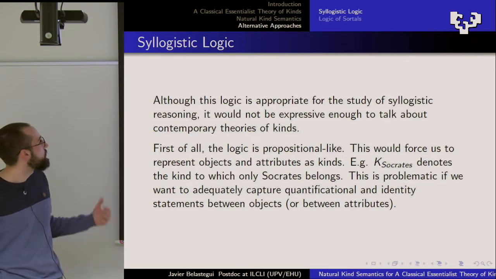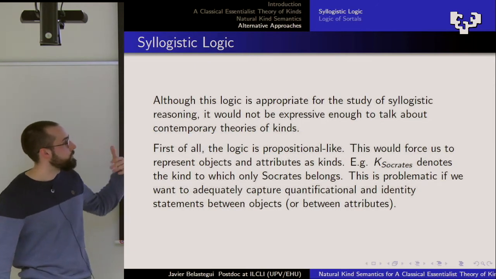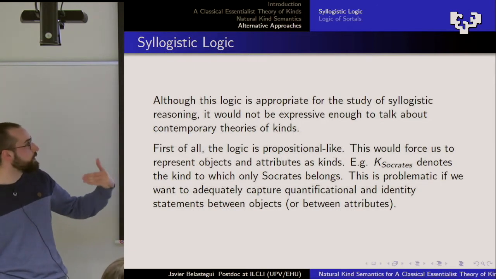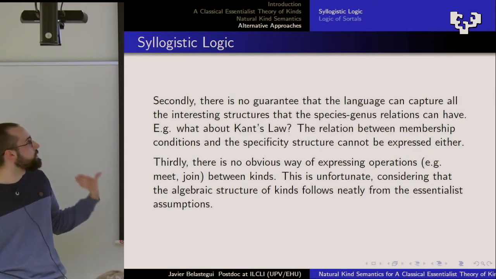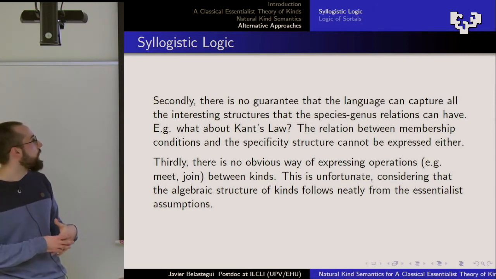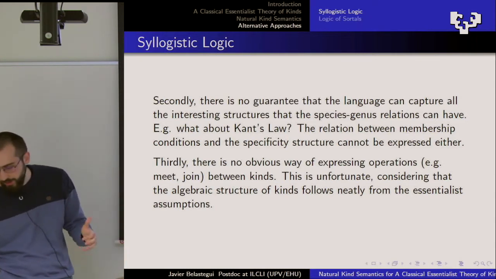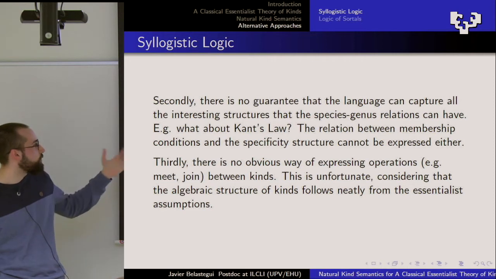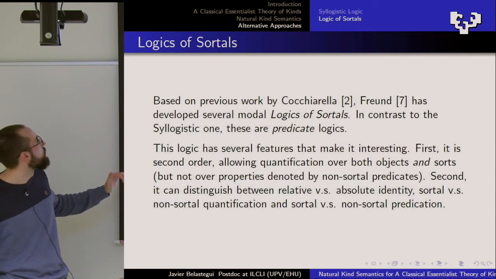The point is that this is not expressive enough. The logic is propositional, so it doesn't allow you to talk about identity and quantification statements. You have to represent everything as a kind, so objects too. Secondly, it doesn't tell you much about the species-genus relation, so hierarchy, Kant's law, and so on. And thirdly, there's no obvious way of expressing the operations between kinds that I told you about.